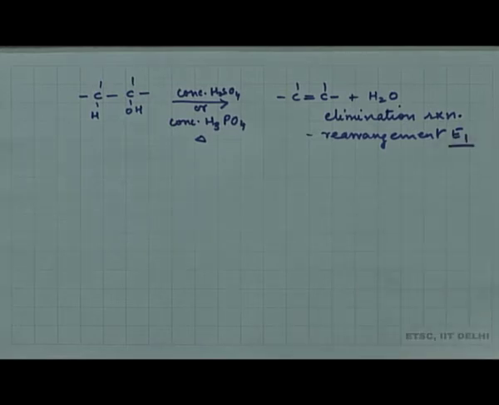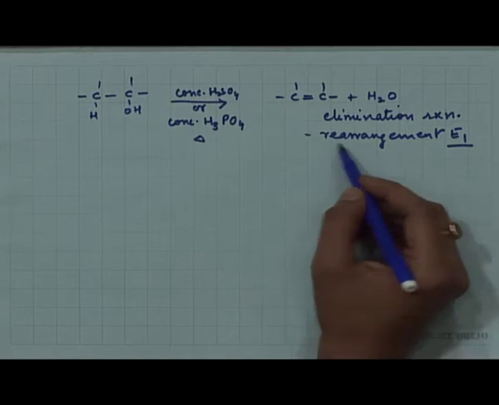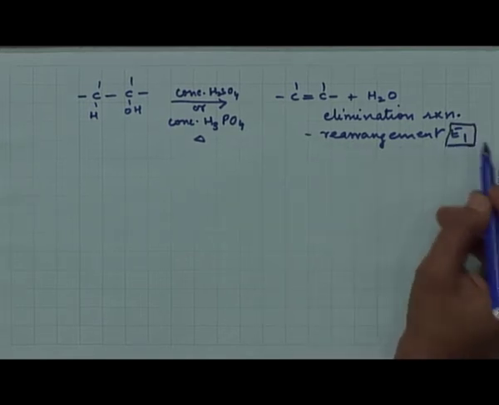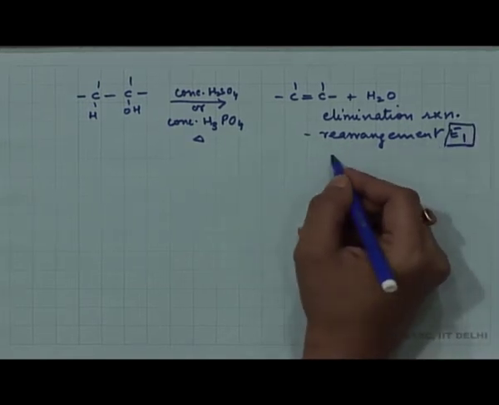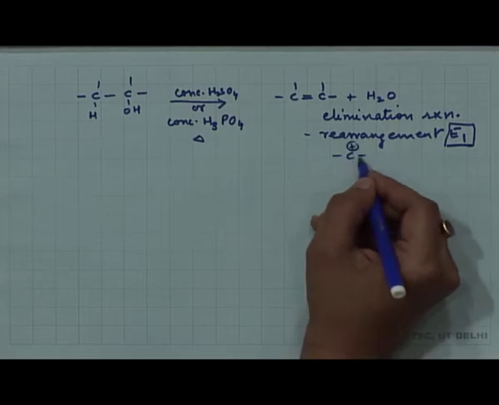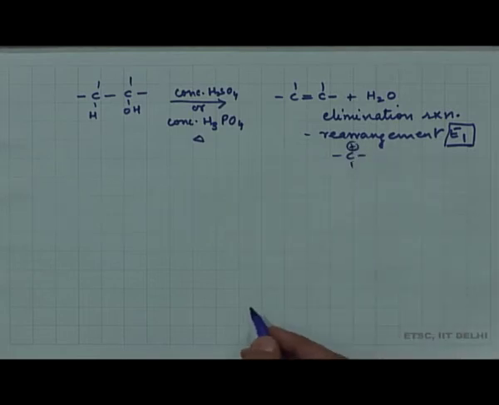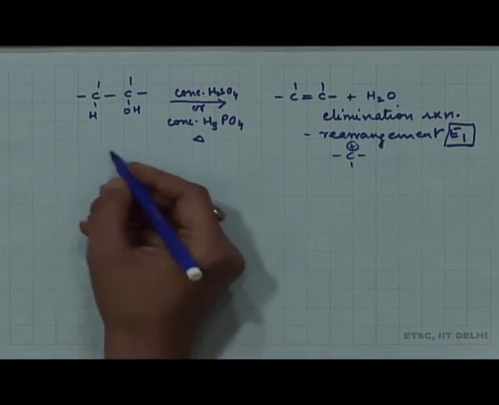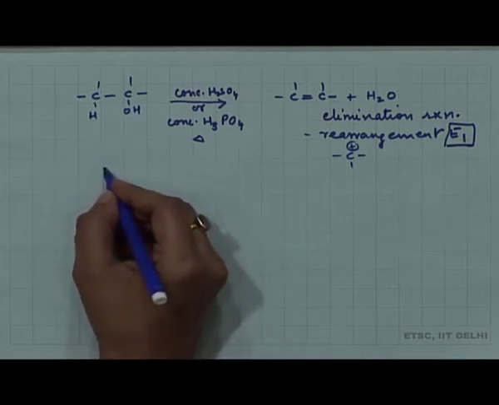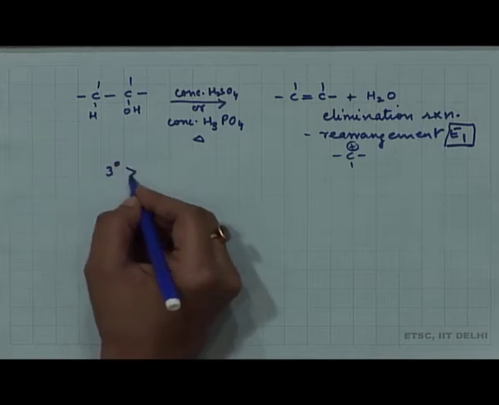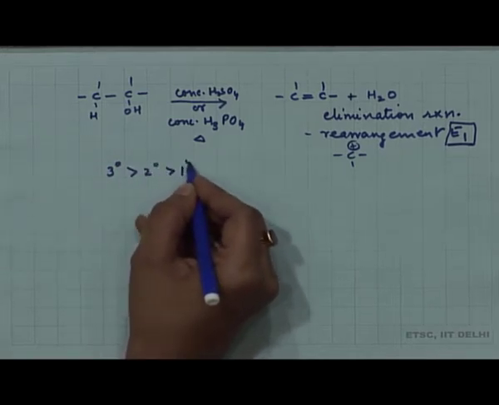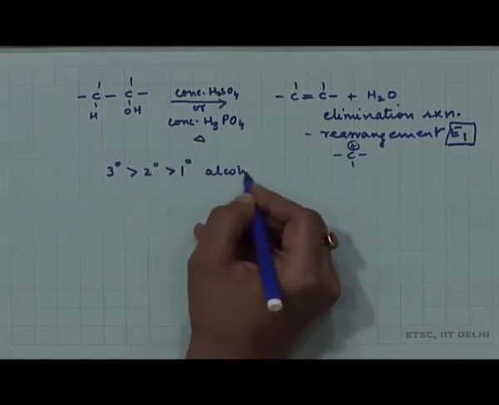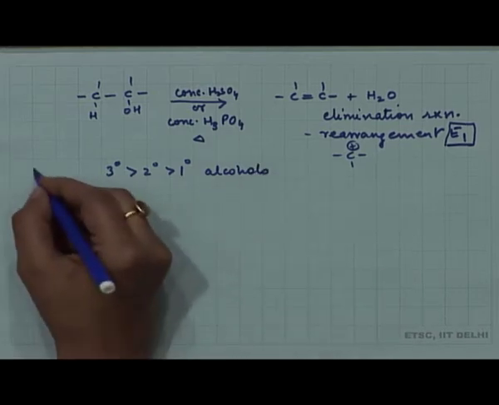I am sure you have talked about the substitution and the elimination reactions. Under that you would have learned that the E1 reaction, just like SN1, involves the formation of a carbocation intermediate, and it is this carbocation which can undergo rearrangement to give you rearranged olefins. The reactivity for the dehydration would follow the order 3 degree, 2 degree and 1 degree alcohols. This is the order of reactivity.